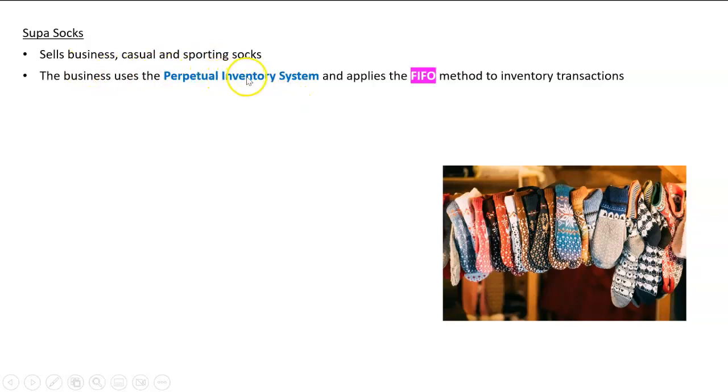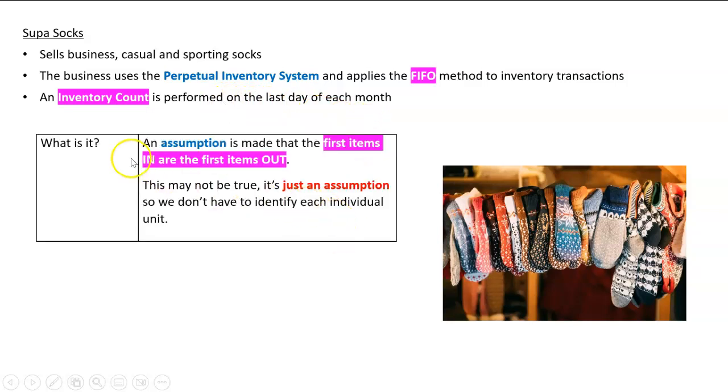They use the perpetual inventory system, which is the only method we'll cover, and that just means they use inventory cards and they record transactions immediately, and they're going to use the FIFO method. It also means they'll do an inventory count on a regular basis, which for them is going to be on the last day of each month. So what is first in, first out?